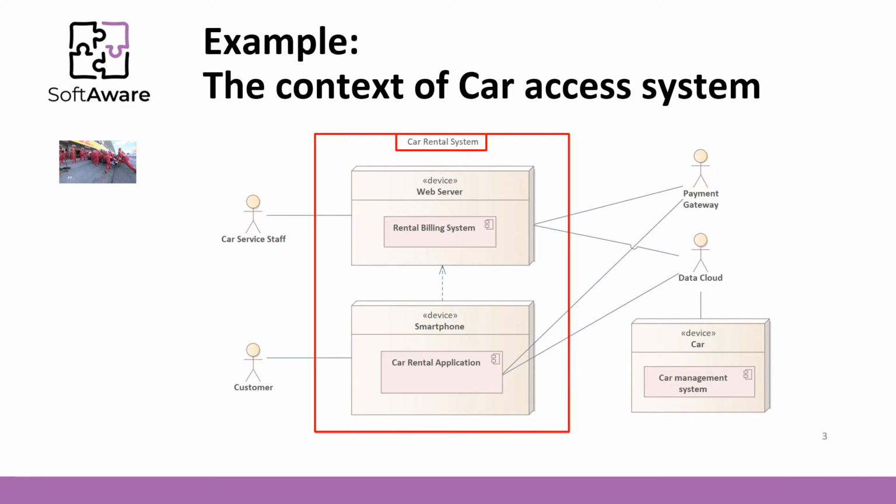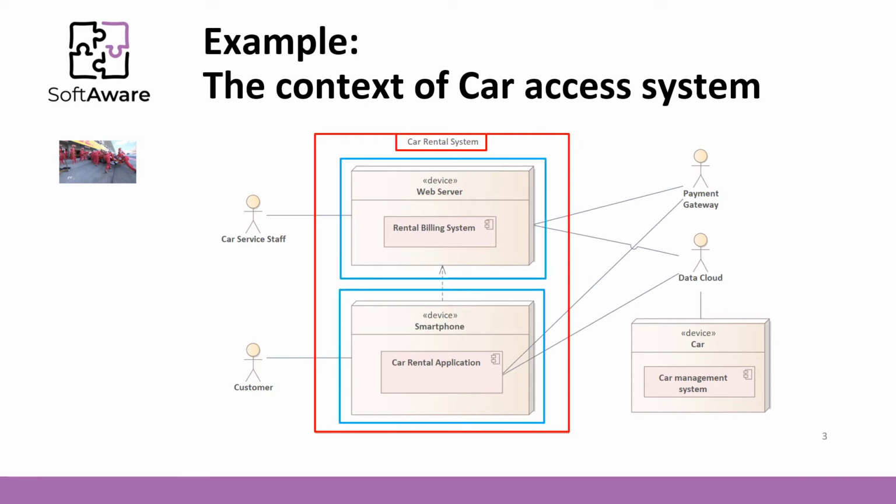This shows that the proposed system uses a web server and a smartphone device. The arrow from smartphone device to web server shows that the smartphone uses or interacts with the web server. Probably the smartphone is accessing billing data in the web server. We see an actor called Data Cloud that gets the information from the car, and the same Data Cloud actor is connected to the web server for billing the rented car.